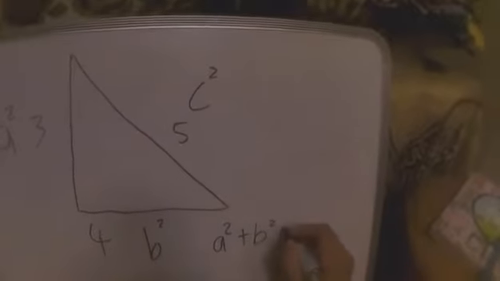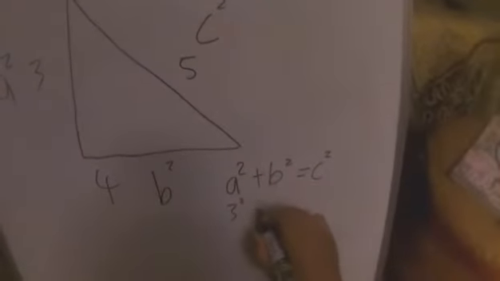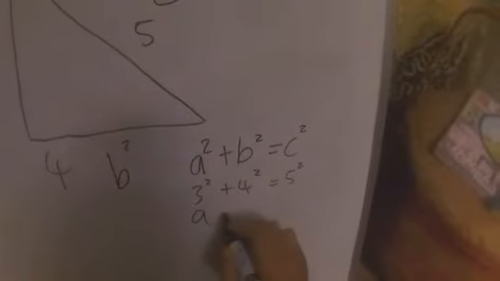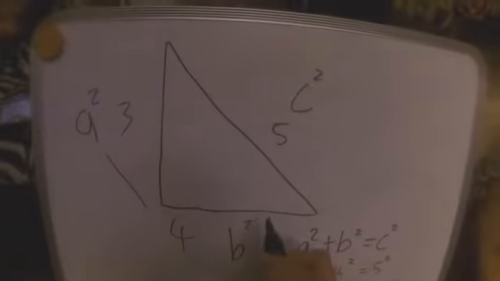Basically, you use the formula a squared plus b squared equals c squared. So a squared is 3 squared, b squared is 4 squared, and c squared is 5 squared. 3 squared equals 9, 4 squared equals 16, 5 squared equals 25. So if the sum of the squares of the legs of the triangle, which are a and b, is equal to the square of the hypotenuse, then the triangle will always be a right-angled triangle.